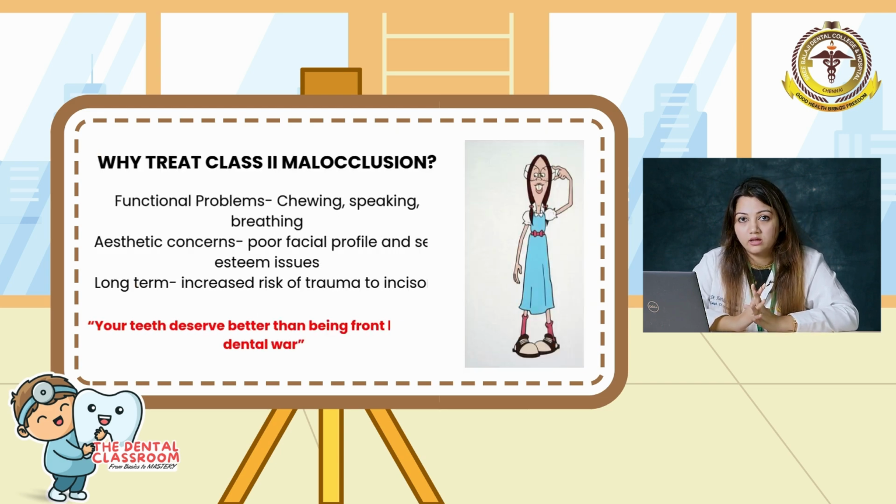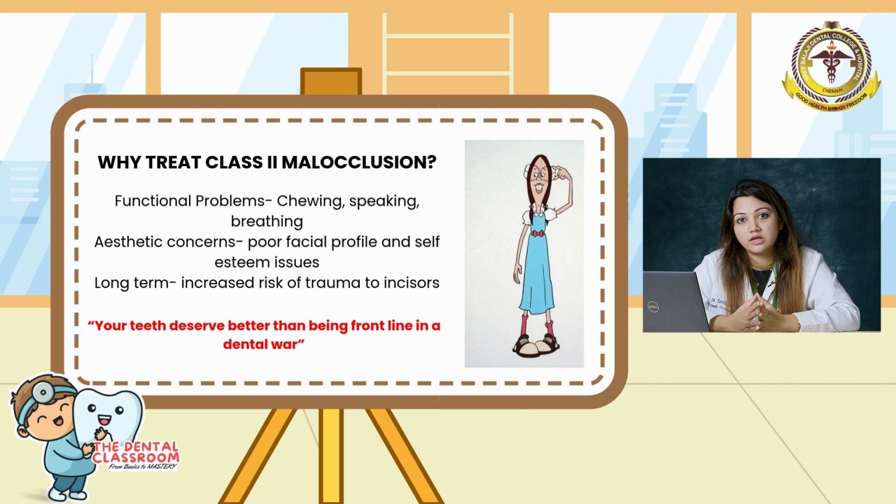So we know why the class 2 malocclusion occurs also now. Now why do we need to treat a class 2 malocclusion? So class 2 malocclusion can have various effects such as functional problems and aesthetic problems. So various functional problems such as chewing, speaking and breathing. Aesthetic concerns involve poor facial profile and self-esteem issues.